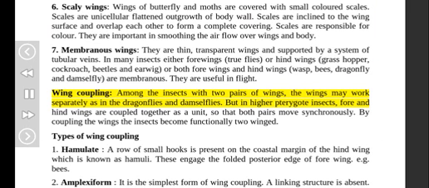Wing coupling. Among the insects with 2 pairs of wings, the wings may work separately as in the dragonflies and damselflies. But in higher pterygote insects, fore and hind wings are coupled together as a unit, so that both pairs move synchronously. By coupling the wings the insects become functionally 2-winged.